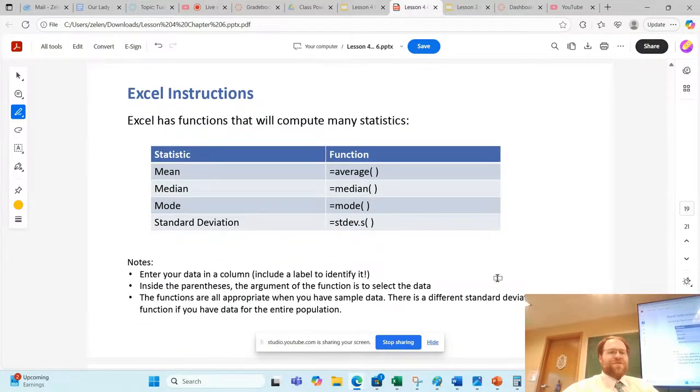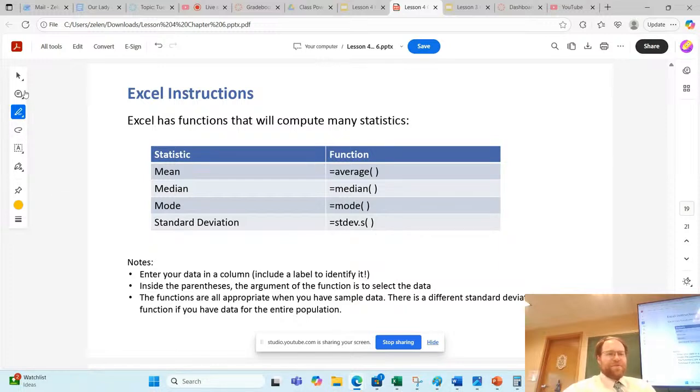Now you can do this in Excel as well. For mean, median, mode, there are functions that you can use. Usually equals average, parentheses, equals median, parentheses, equals mode, parentheses for the first three. Standard deviation is going to be equals stdev.s.